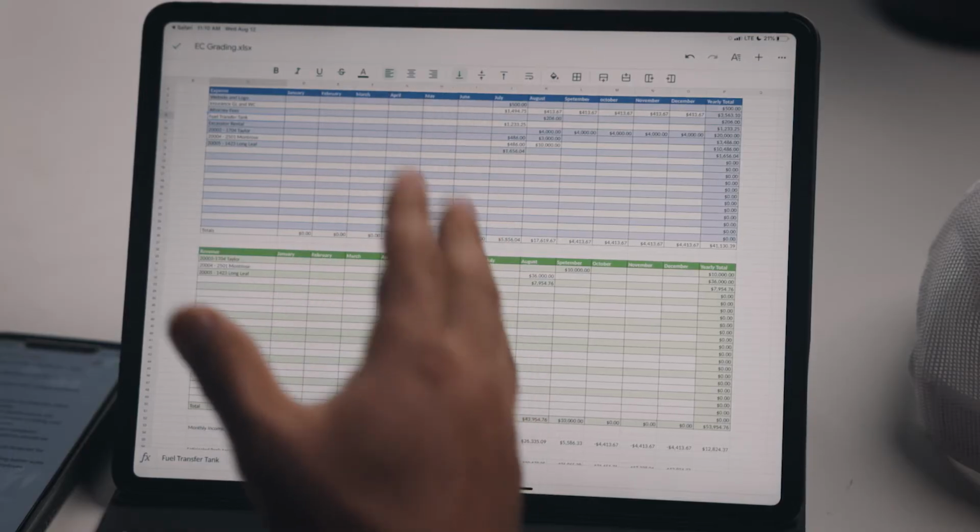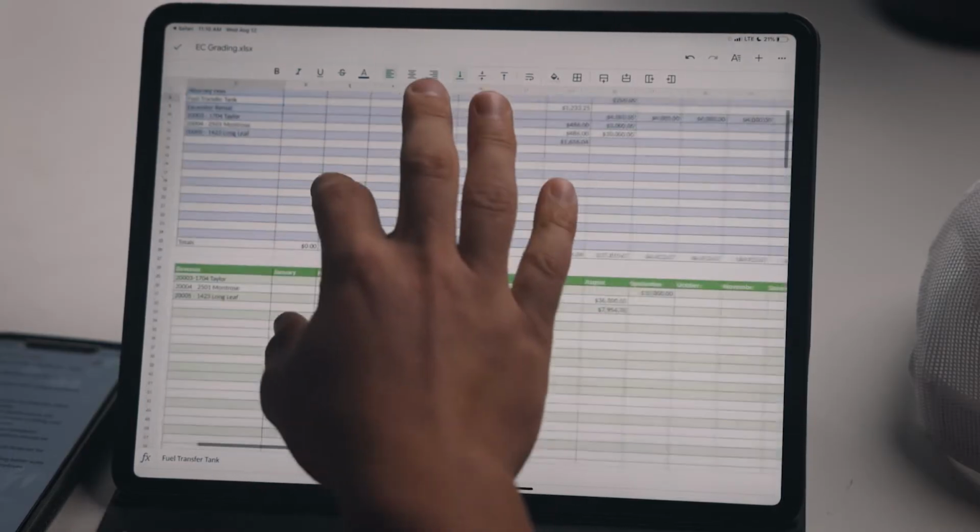So what I'm gonna review with you today is a financial forecast Excel spreadsheet that I created to give you some of the key things that you need to be tracking to make sure that you have control over the financials of your business. There are two main parts to this spreadsheet.